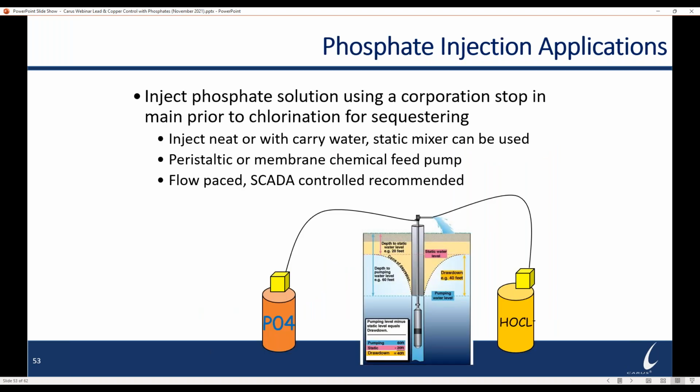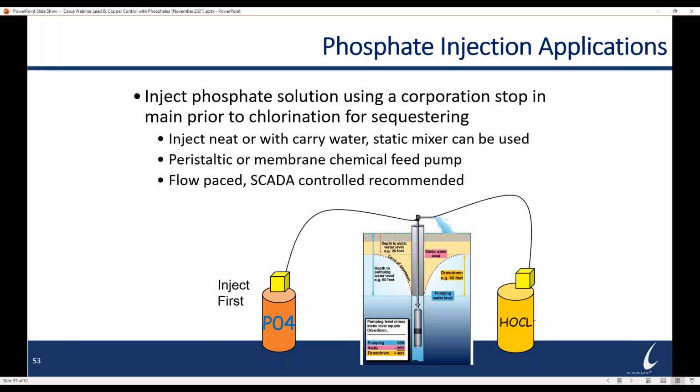Now, one of the questions we get asked at Carus a lot is, when you inject a phosphate, does it matter where you add it? Well, typically, if you're going to add a phosphate product, what you're really concerned with is if you're sequestering for iron and manganese. In the case of sequestering for iron and manganese, the phosphate needs to be injected prior to your chlorination because chlorine will oxidize the iron and manganese and precipitate it out of solution. So in that case, the phosphate would go first.